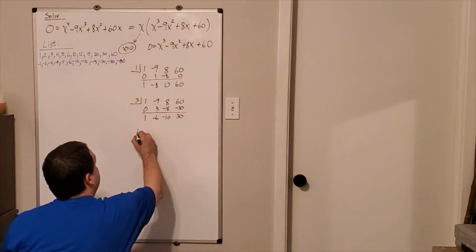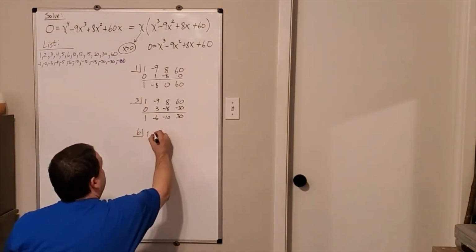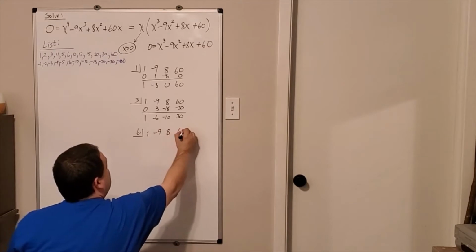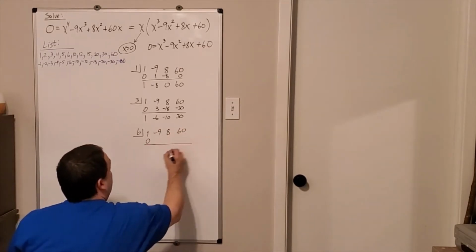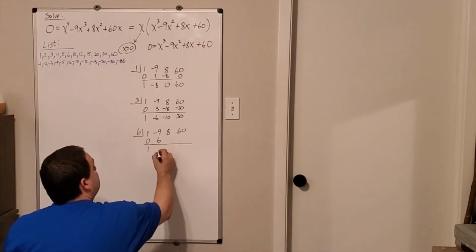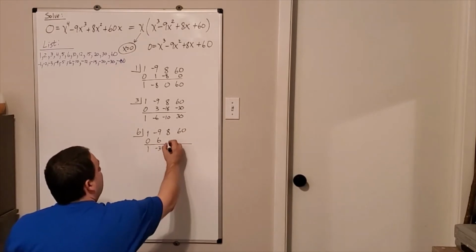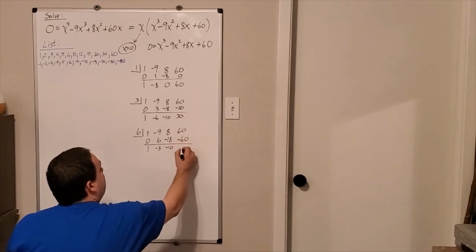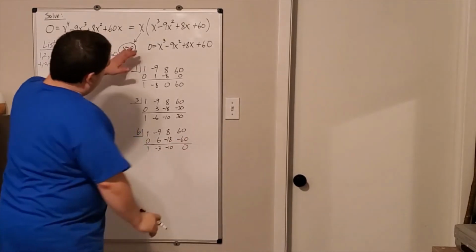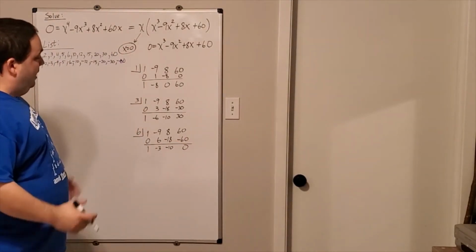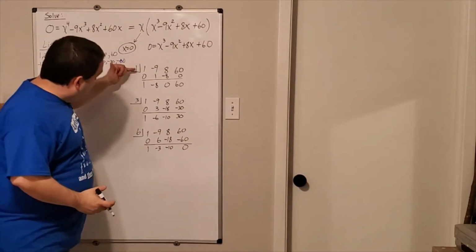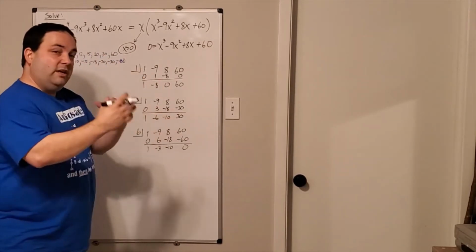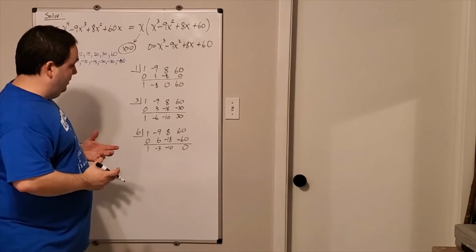So 6: 1, -9, 8, 60, 0. Draw a line. 1, 6, -3, -18, -10, -60. And voila, there we are. I just had to keep going far enough in the x's this time. Now, it's not always that way, but you can use those inputs and outputs to give you a roadmap of where you're at sometimes, right?